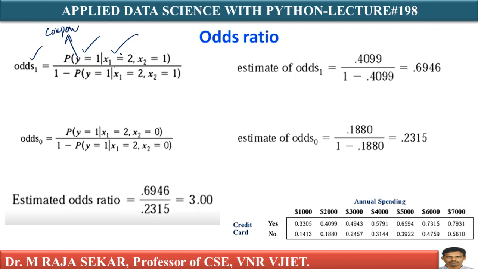When $2,000 is spent, those people who have Siemens credit card, by 1 minus this one. What is 1 minus? Same thing. What is y equal to 1 means? Using coupon. Just see $2,000 spending and using credit card. Yes, that's the value. What does yes mean? x2 equal to 1. That is 0.4099 by 1 minus this one.